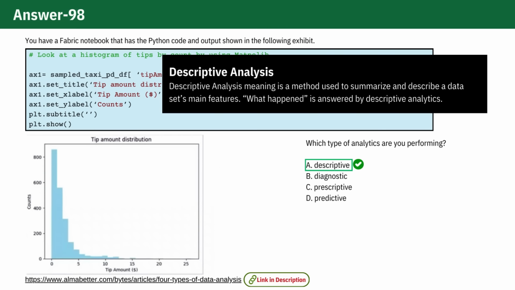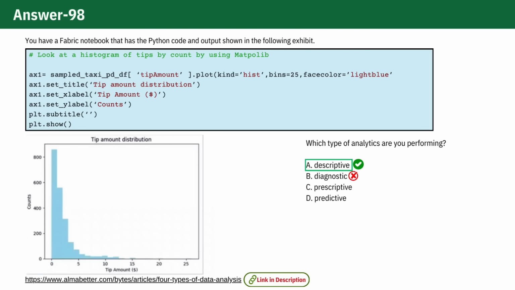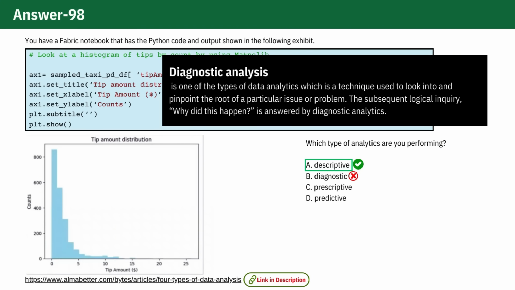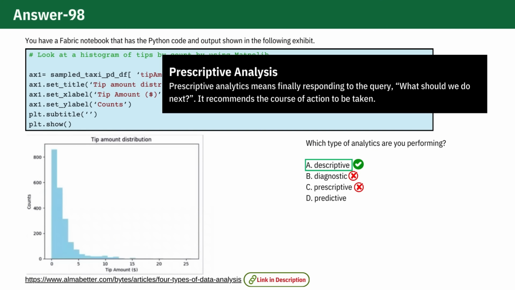You're looking at past data and presenting it in a way that helps you understand the distribution of tips. Why the other options are incorrect. B. Diagnostic analytics. This type of analytics goes beyond description and tries to understand why something happened. It involves analyzing data to identify patterns or relationships that explain the results. The histogram doesn't explore why the tip amounts vary. It just shows how they are distributed.